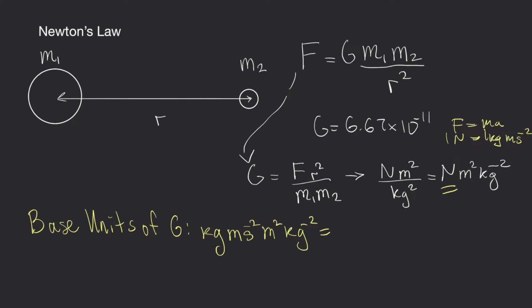So we can tidy this expression up to get the base unit, which is going to give me kg^-1. This is just kilograms divided by kilograms squared. Then meters and meters squared, that's going to give me meters cubed. And the only thing we have left is seconds to the power of minus 2.